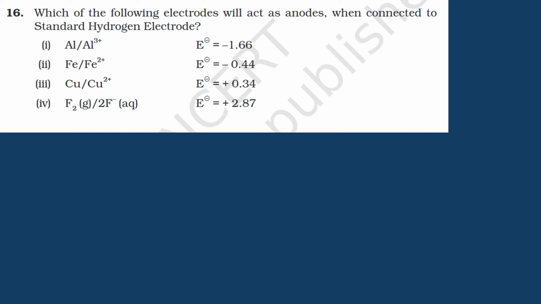Next one, question number 16. Which of the following electrodes will act as anodes when connected to a standard hydrogen electrode? This is very doable. Yeah, process oriented, logic oriented. Act as anode, that means this guy is going to be the cathode. The SHE is going to be the cathode.